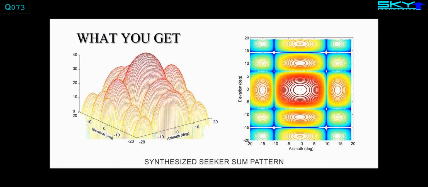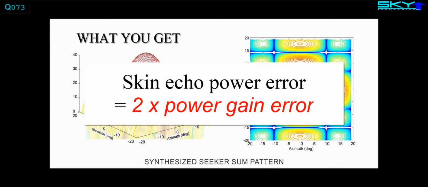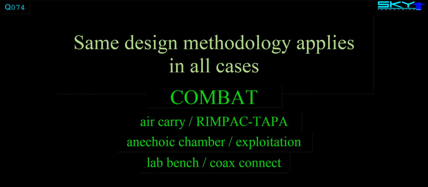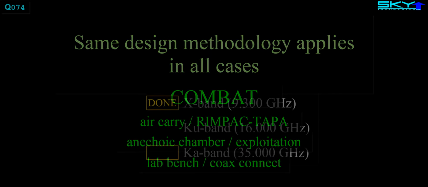The result is, if the target lies off the principal plane cuts, then not only is the signal that's fed to the jog detector wrong, the skin echo is also wrong, and it can be wrong by a lot. Anyway, the design methodology presented in this series of videos can be used for any or all of these cases. It doesn't mean there's no other way to do this, but this approach will work.